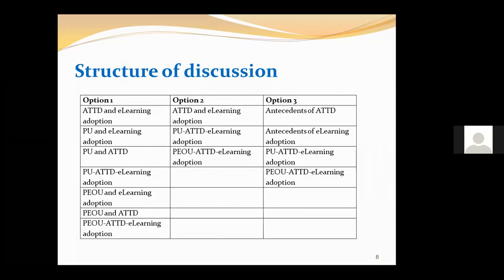Option number three, you can decide to say you will first discuss antecedents of attitudes. Attitude in this study is the mediating variable, okay? Then after that, you discuss the antecedents of e-learning adoption. Then you bring in the first variable, anything to do with it. You bring in the second variable and anything to do with it, okay? This is just a proposal. I'm not saying this is what you go with.